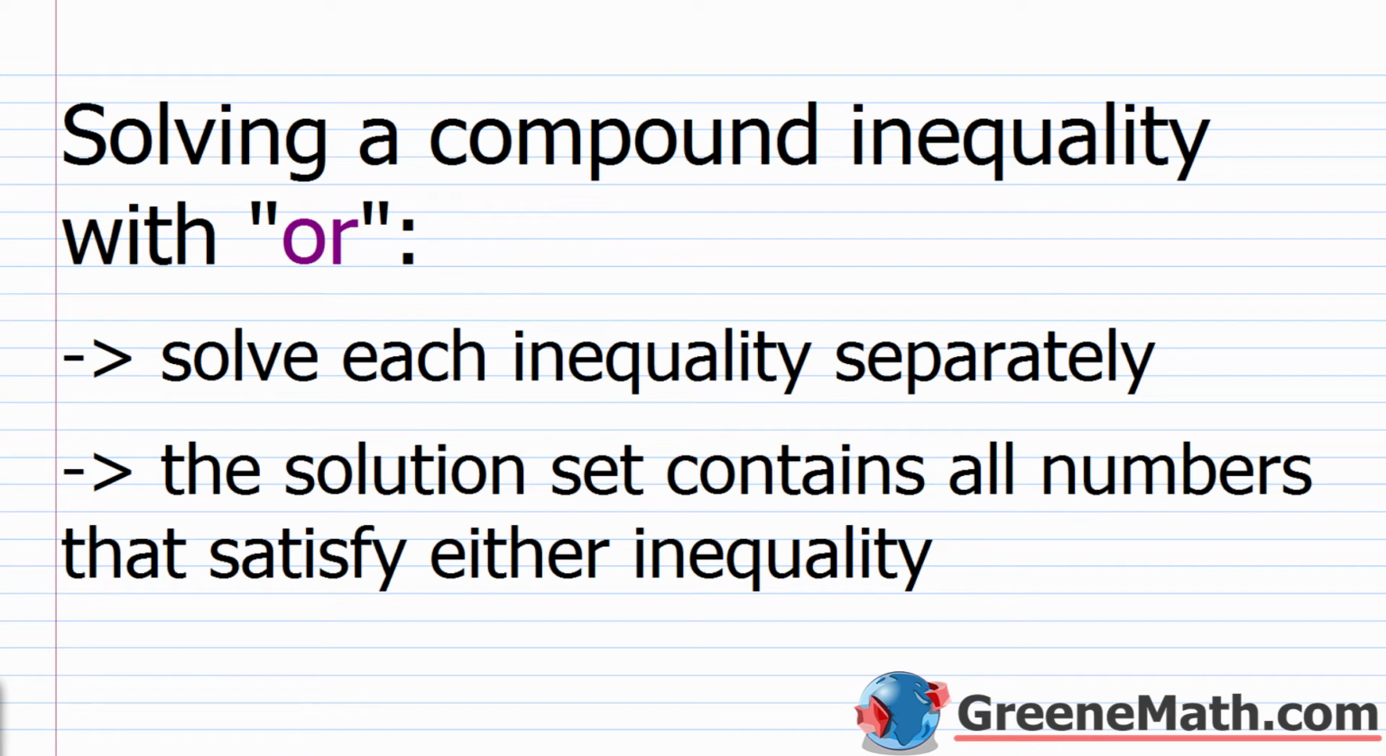All right, now let's talk about solving a compound inequality with the word or. So again, you want to solve each inequality separately. So you always do that part. The next part is a little bit easier, actually. You just say the solution set contains all numbers that satisfy either inequality. So it doesn't matter if it's a solution to only one of them, or it could be a solution to both. Either way, it's going to be a solution for the compound inequality.